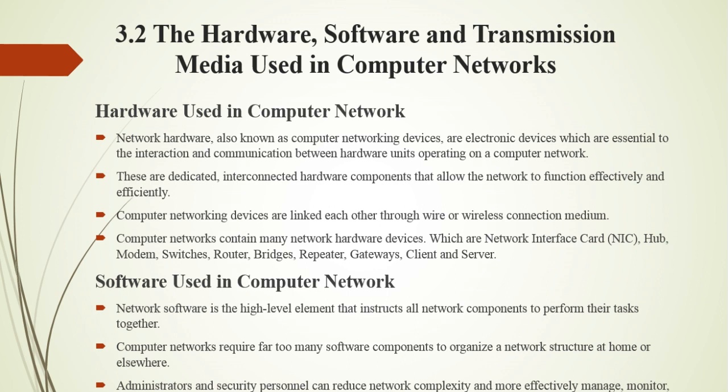Software used in computer network. Network software is the high-level element that instructs all network components to perform their tasks together. Computer networks require many software components to organize a network structure at home or elsewhere. All mentioned below. Administrators and security personnel can reduce network complexity and more effectively manage, monitor, and control network traffic.